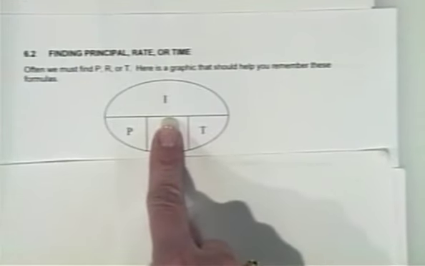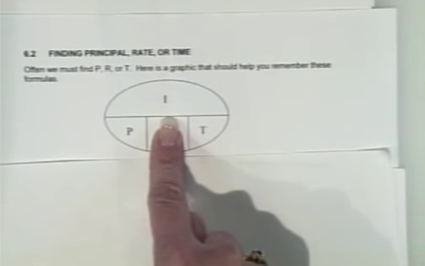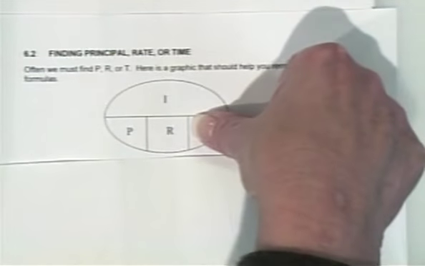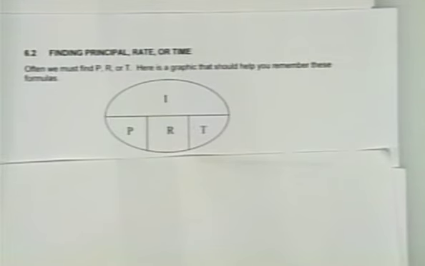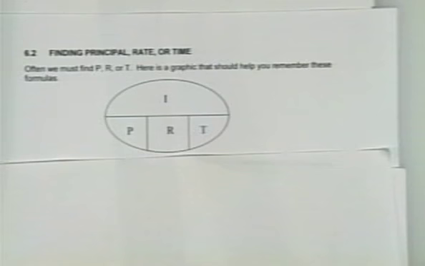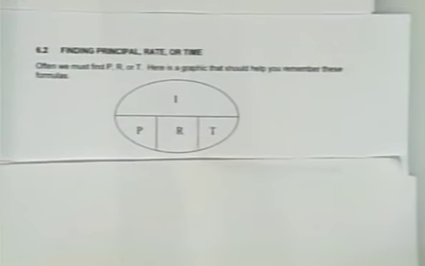Put your finger on R. When you're looking for R, it's I divided by P times T. And if you're looking for T, it's I divided by P times R. Instead of having to memorize all of those formulas, if you can memorize the graphic I over P times R times T, you just cover up the one you want. You need to have all three other pieces of information, but you don't have to keep track of when you multiply and divide. You'll automatically have the formula. Is that okay? Everyone understand what we're doing? Great.